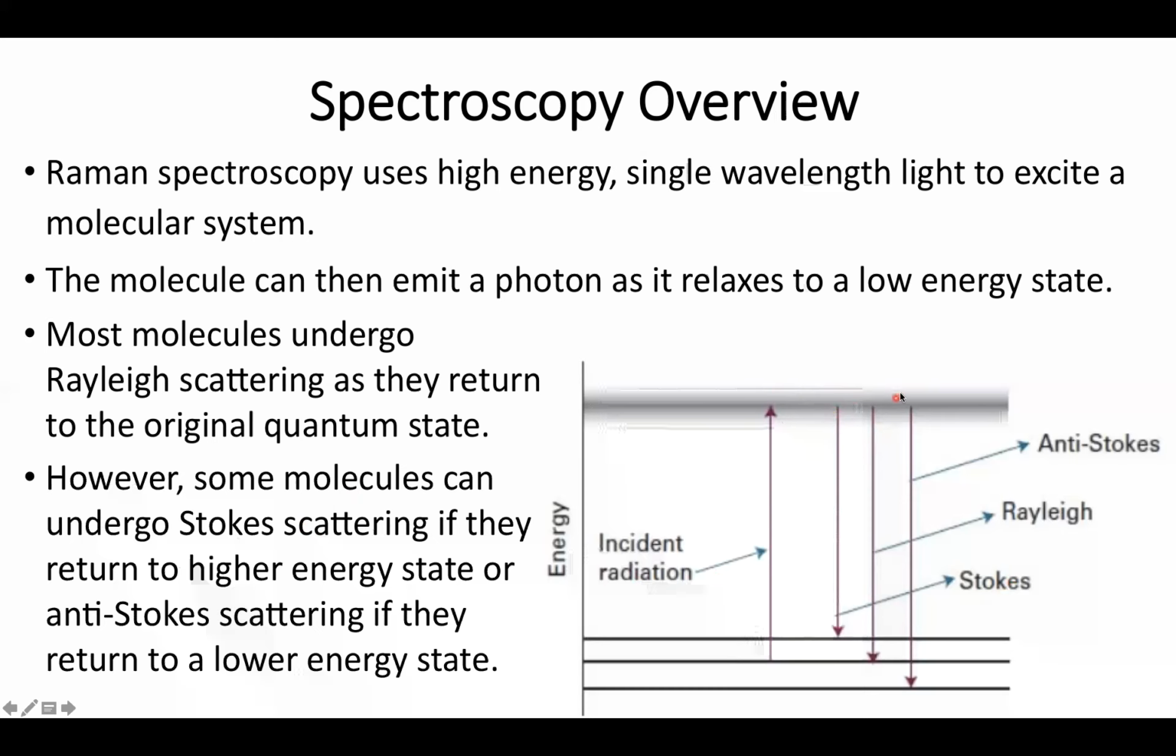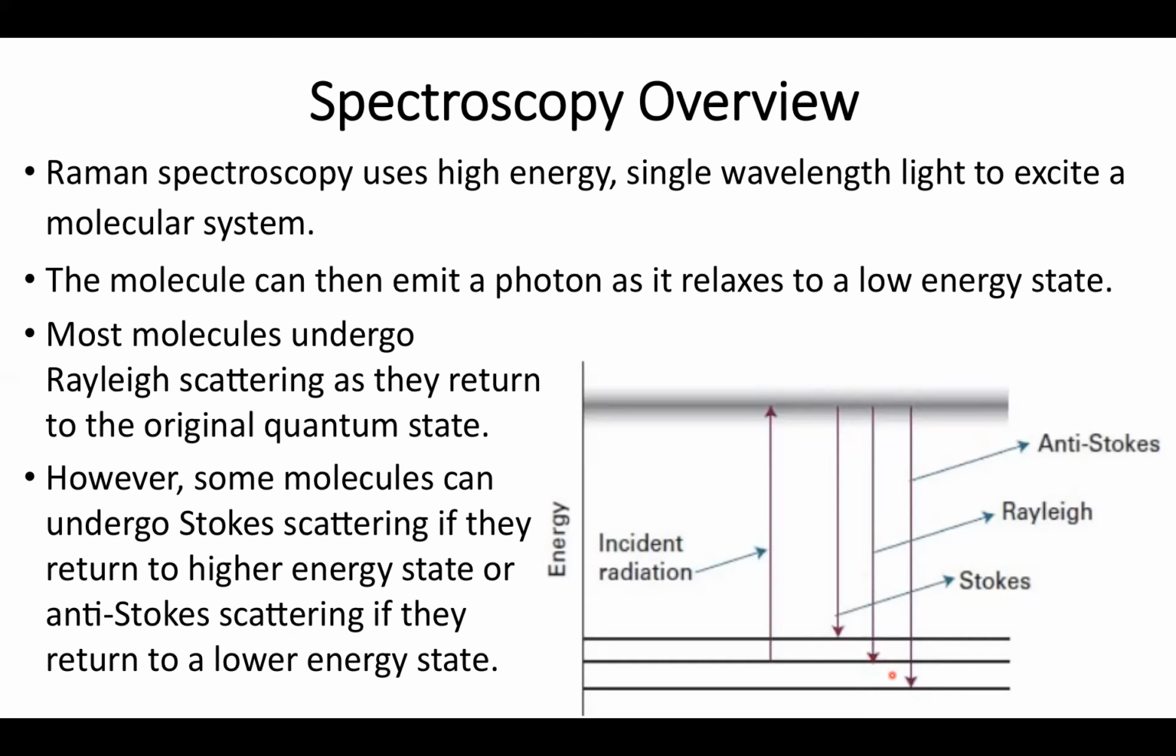Conversely, we also have anti-Stokes scattering. So this is going to be the idea where when I come back down, I overshoot and I relax down to a lower energy level. And so both of these are very useful because while the Rayleigh peaks aren't going to contain that much information, the Stokes and anti-Stokes can tell us a lot about the energy separation in between these various states.